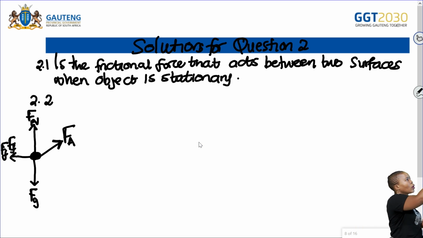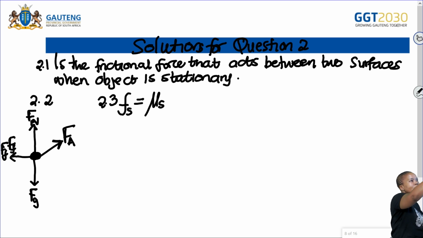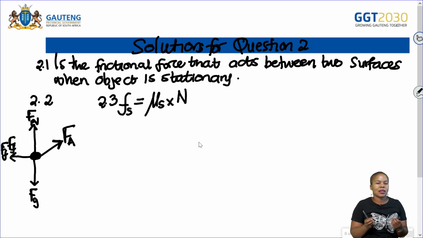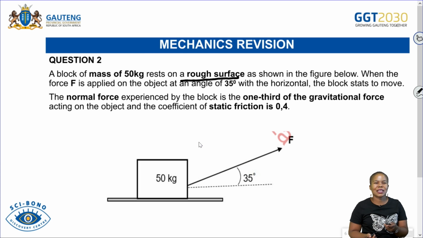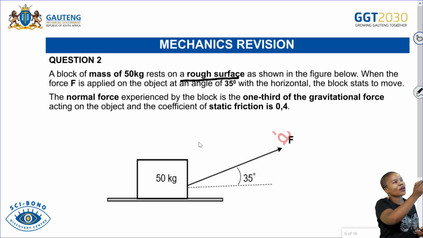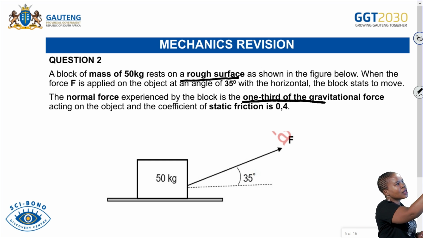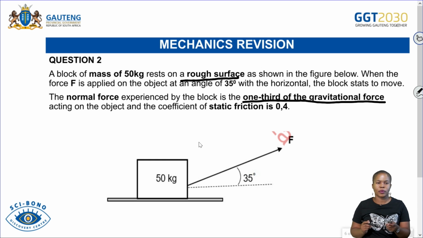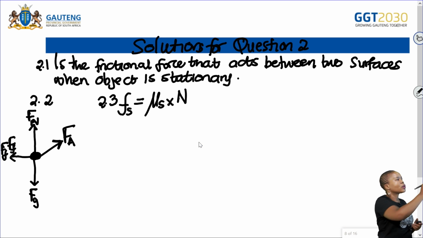Okay. So you've got your 2.3 over here. Frictional force, what type of frictional force? It is static. Hence, I put the S there. Static frictional force is equal to mu s times N. And what do we know about N is that it is, rather, 1/3 of the gravitational force that we are told. Where am I taking this from? It is 1/3 of the gravitational force. There it is. So we know what to do. So let's put it into action.